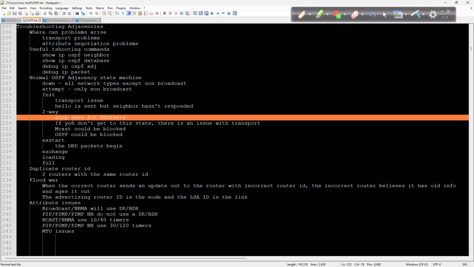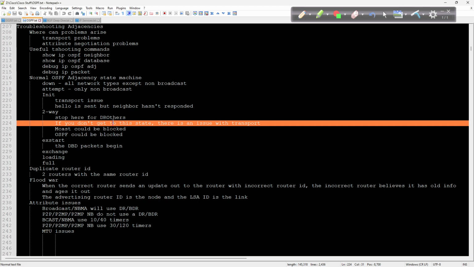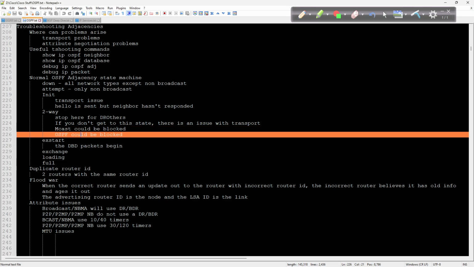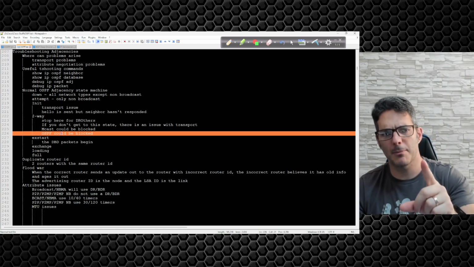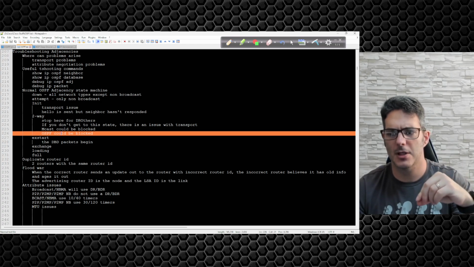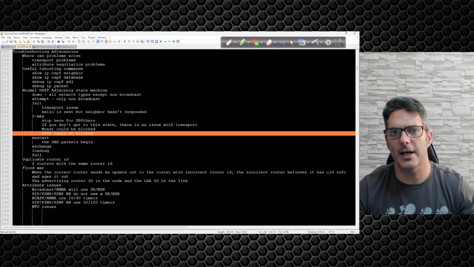Two-way, stop here for DR others. So, remember what I mentioned, you can form a neighbor but not a full adjacency, right? So if you don't get to this state, there is an issue with transport. Multicast could be blocked, OSPF could be blocked. So DR other essentially is you and I can both see each other, but there could be a multicast issue, or there could be an ACL that's blocking the response of OSPF.